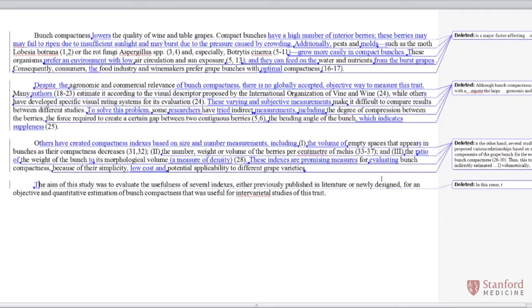Well, we know that we need a measure for that. We know that that's what we're after here. The author's nicely set up that that's what we're looking for, something objective and quantitative, so we don't need to repeat that. We could just say for estimating bunch compactness, and then rather than saying that was useful for intervarietal studies of this trait, we could just say for estimating bunch compactness in intervarietal studies, and we don't need to repeat the trait. So you can see we've kind of trimmed this one a little bit and made it a little more reader-friendly on the page.